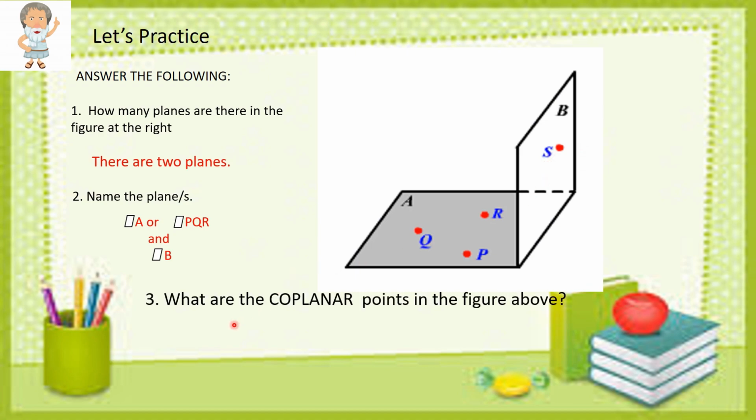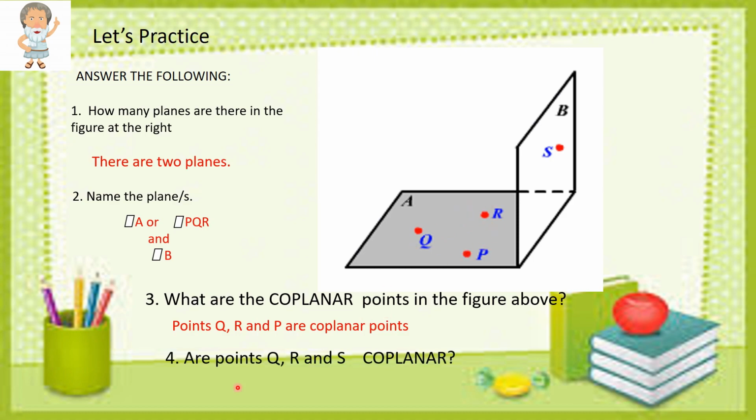What are the coplanar points in the figure above? Coplanar points. Points Q, R, and P are coplanar points. Do you already have an idea of coplanar points? Let's just see the points. Q, R, and P are here. Number 4, are points Q, R, and S coplanar? Let's check the answer. No, they are non-coplanar. Let's check the points. Q, R, and S. Take note of the location of the points. And the answer is they are non-coplanar.